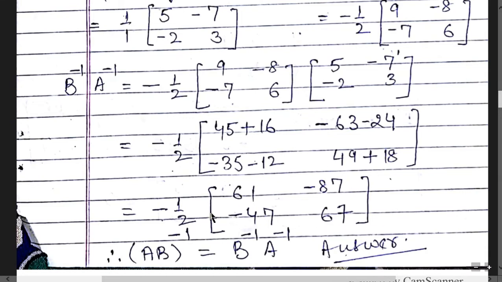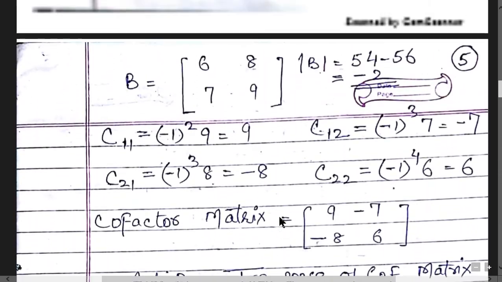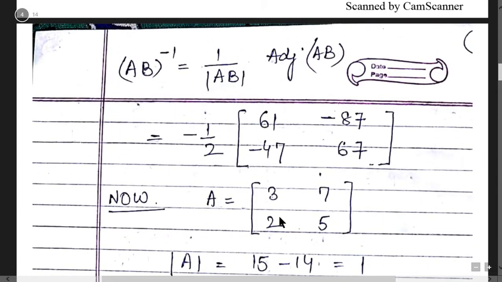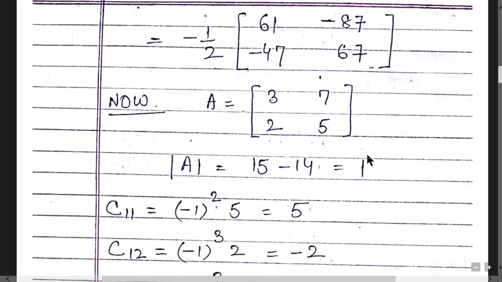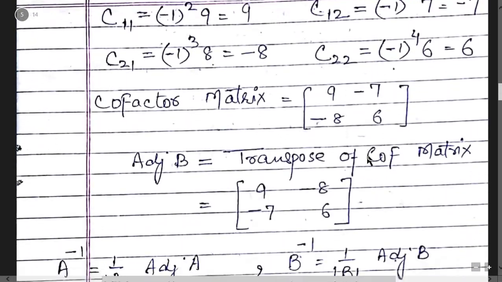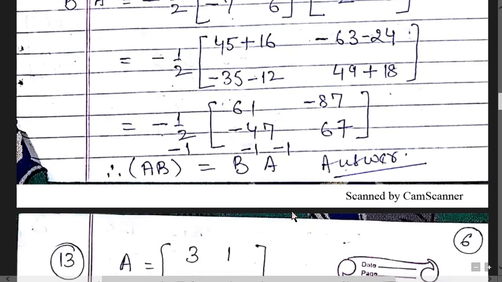I think already AB inverse is similar to this one. Check this. This value is the same value as obtained after the calculation of B inverse and A inverse product. It means AB inverse can be written as B inverse into A inverse. It's the final answer.